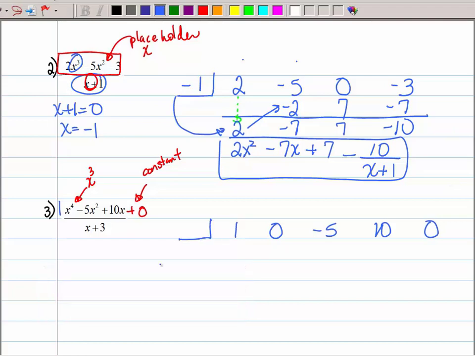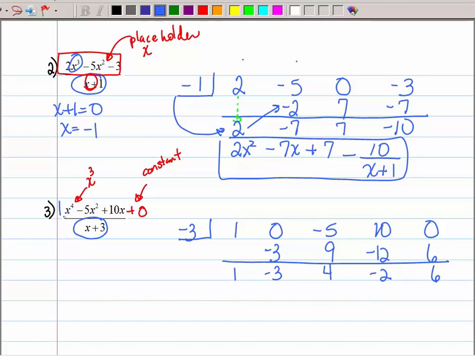Okay. What goes in my box? I'm going to take the opposite of that number, which is -3. So drop that first number down, multiply, add, multiply, add, multiply, add, multiply, add. Then write your answer.